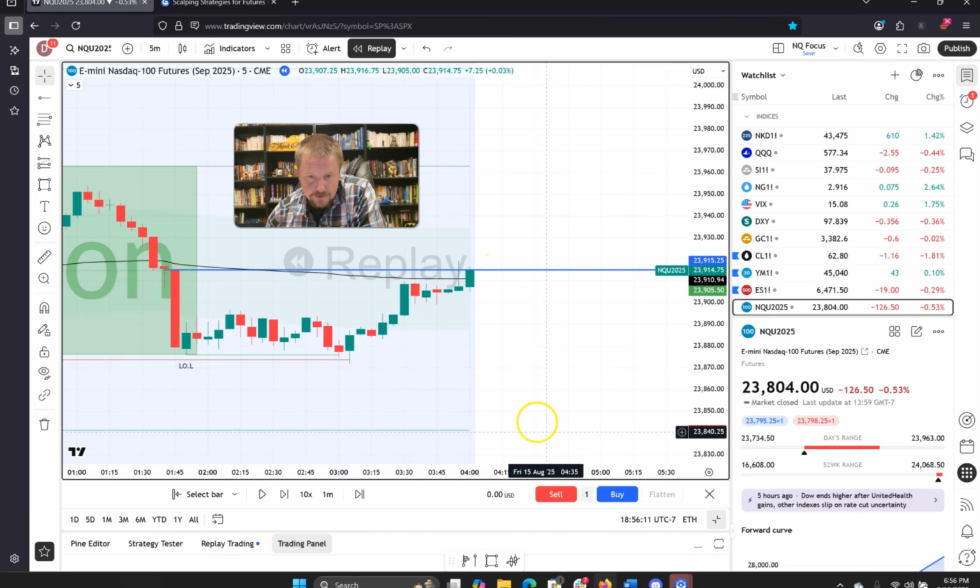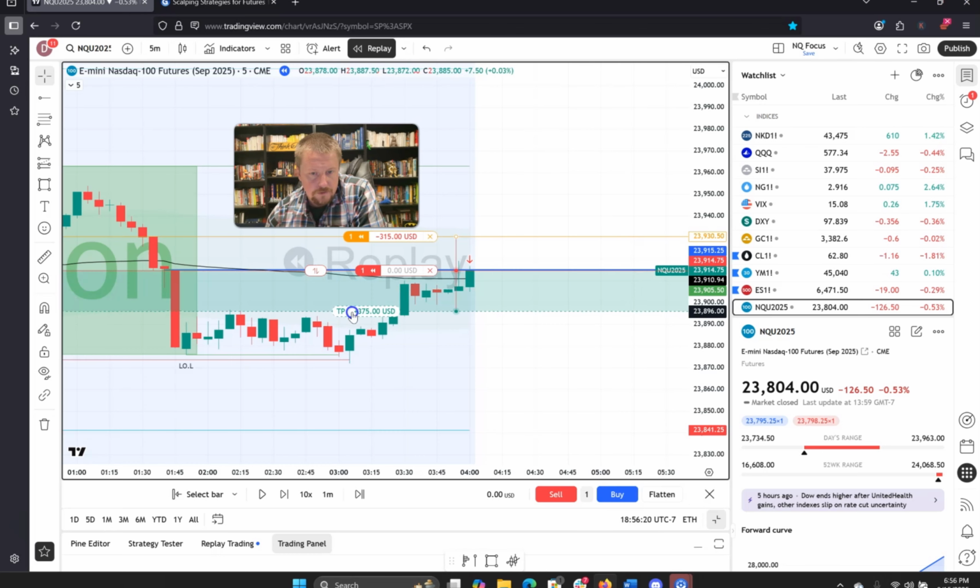Okay, you see we tapped right into that no wick right there. We're going to enter for a sell. We're going to put our stop loss pretty much above the next big candle. We'll go for a 1-to-1.